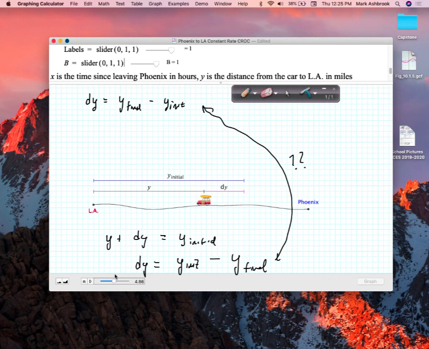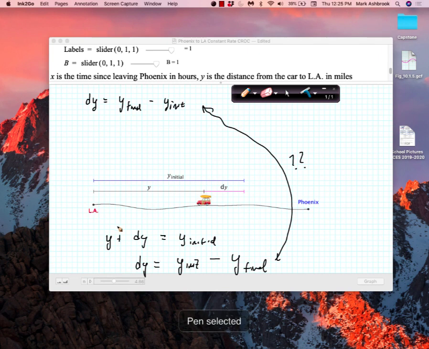So if dy is less than 0, then does this make sense? y final minus y initial would give us dy, because then you have a negative value, because y final is less than y initial. So this assumption was incorrect, because it assumes that dy is a positive quantity. Adding these two positive quantities together gives you that. That's not right.